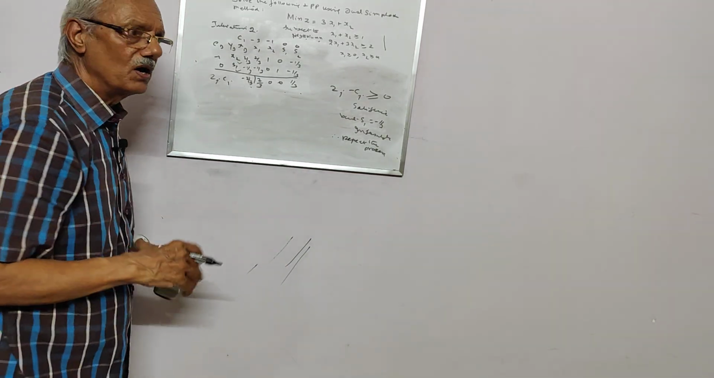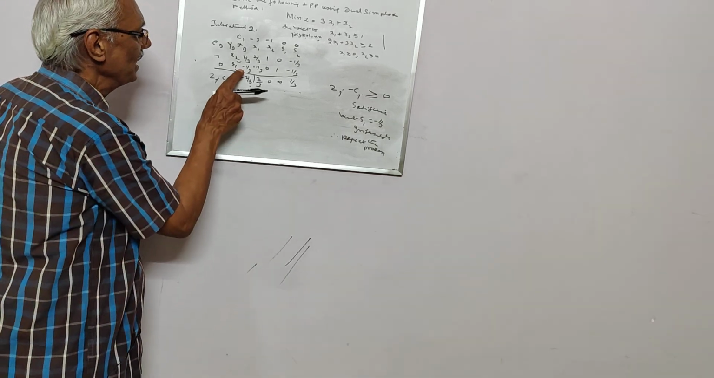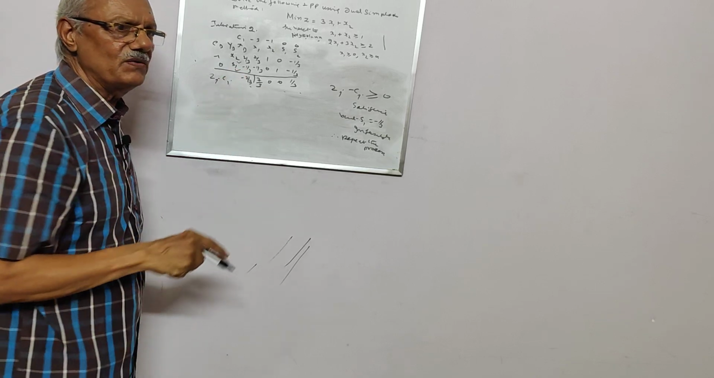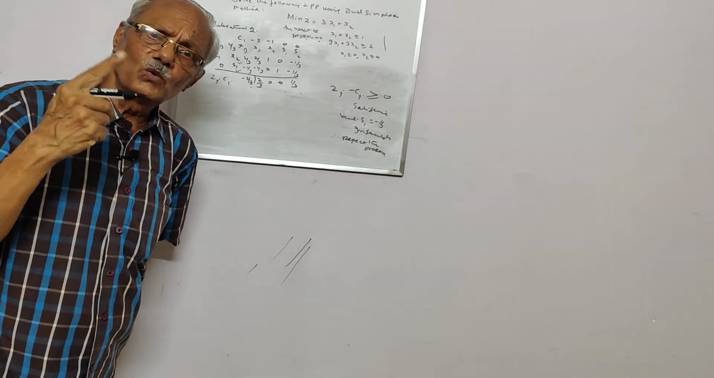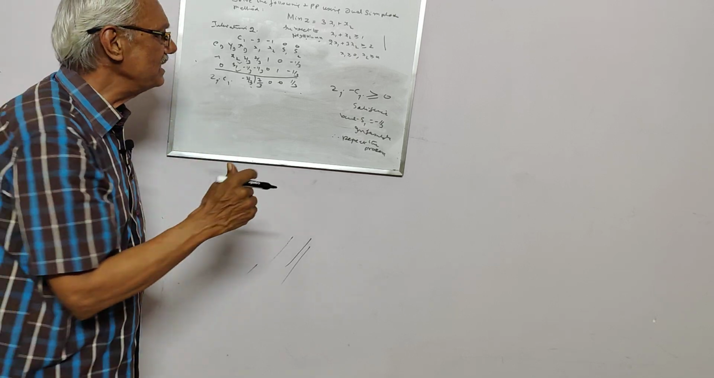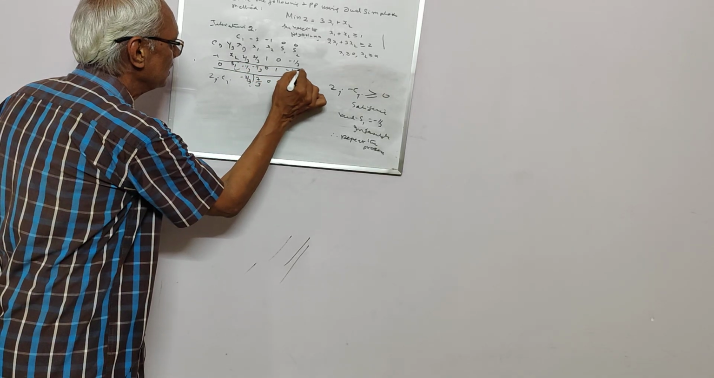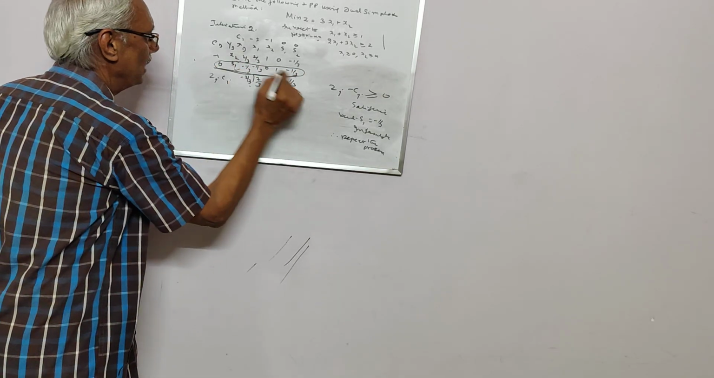What is it that you will do? Find out the leaving variable. Now, which is your leaving variable? Here, this is the only negative value. If there are more than one negative values, I told you, compare and take the maximum negative. But here it is the only negative value. So your key row is this. Key row.